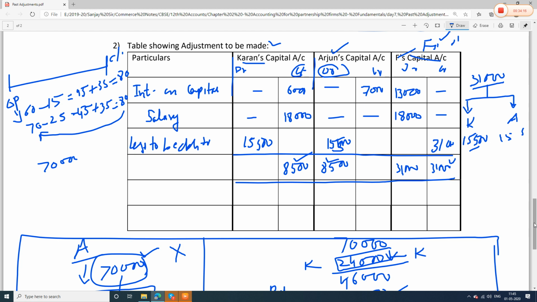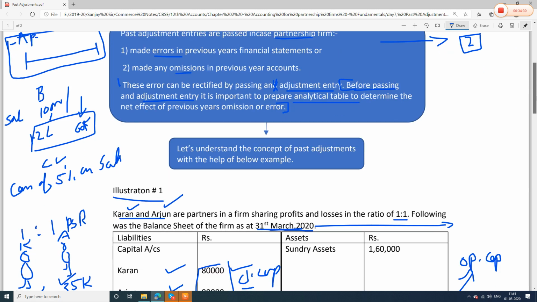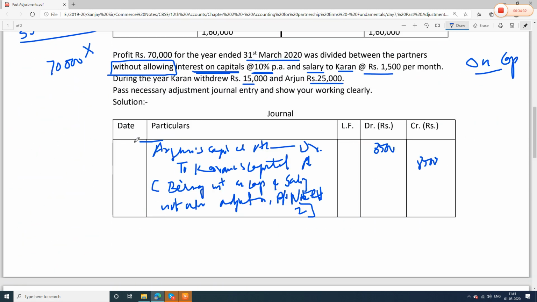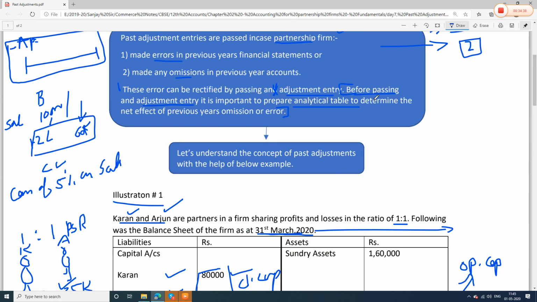Now let us go to our notes once again. See guys, this one. Something that I told you I will explain later. These errors can be rectified by passing an adjustment entry. We passed the adjustment entry here. Next. This is also important guys. Please remember, before passing an adjustment entry, it is important to prepare an analytical table to determine the net effect of the previous year's omission or error.